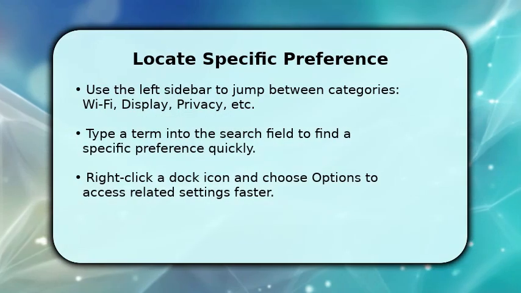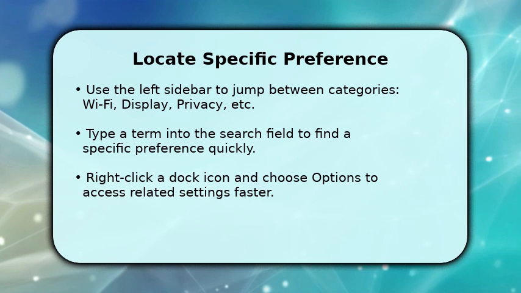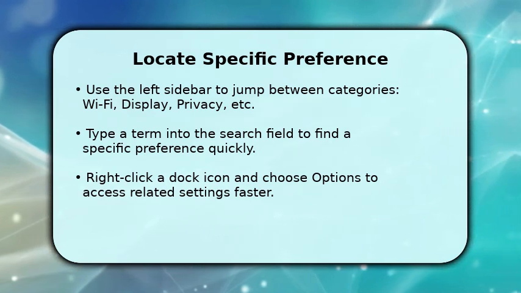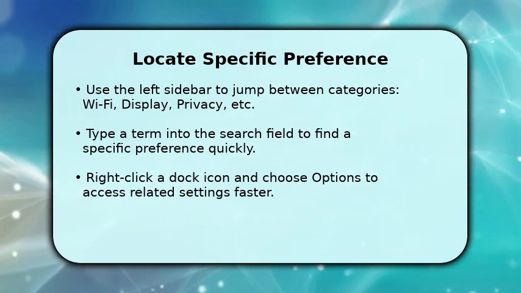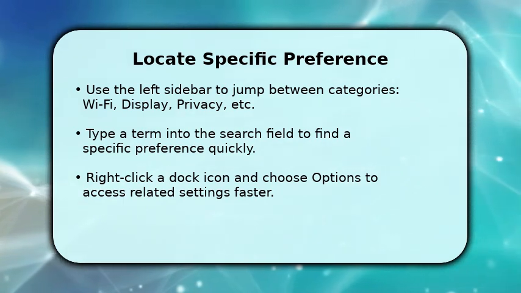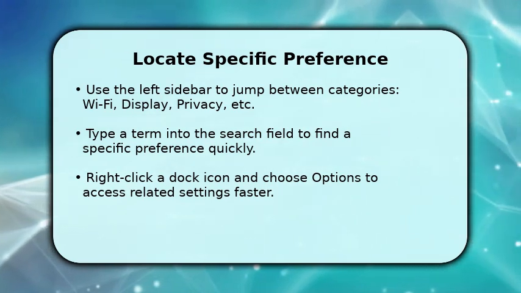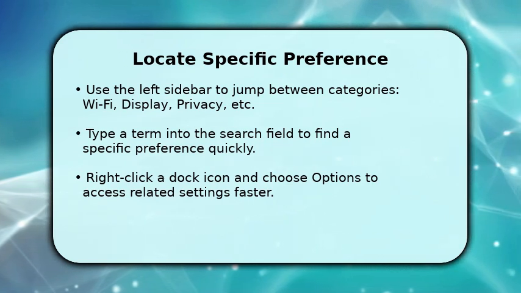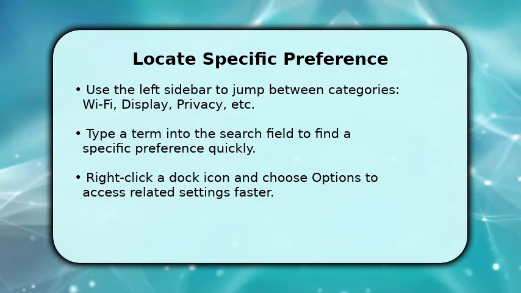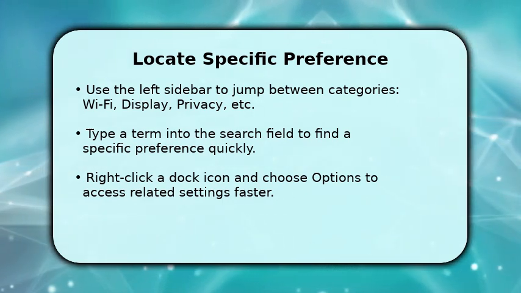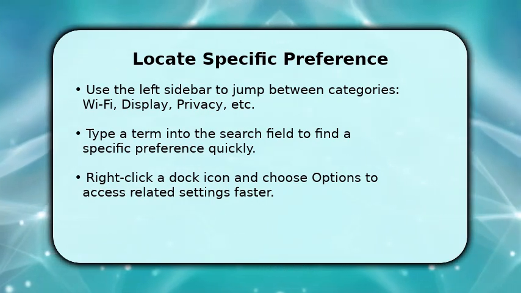Now focus on finding the exact preference you need. Use the left sidebar to jump between sections like Wi-Fi, Display, or Privacy. The layout groups related controls for a reason. If you want one item fast, type a keyword into the search field at the top. This filters results immediately. Once done, use contextual menus. For example, right-click a Dock icon and choose options to reach app-specific settings without digging through menus. These methods speed up discovery and reduce trial and error.